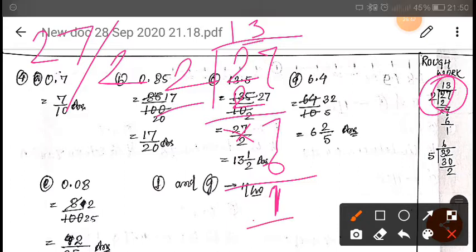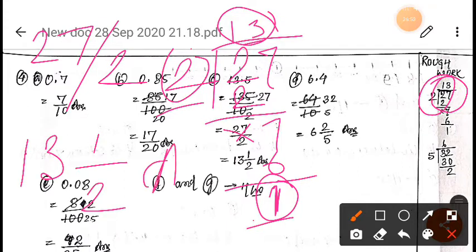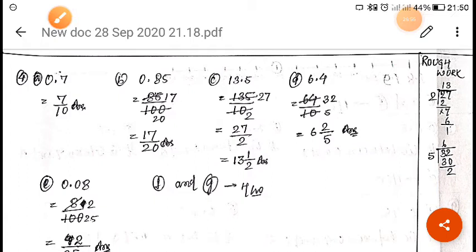So how will we write? What I have told you, this one we will write first, after that this, and after that this, right? So I will write 13 1 by 2 as the answer. I hope you have understood this, right?